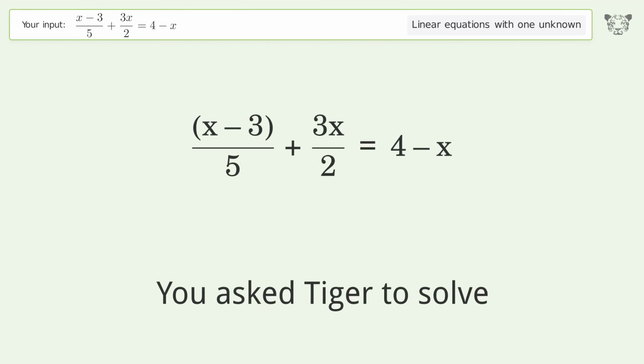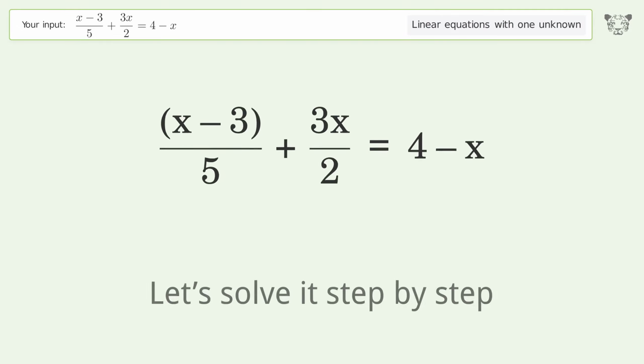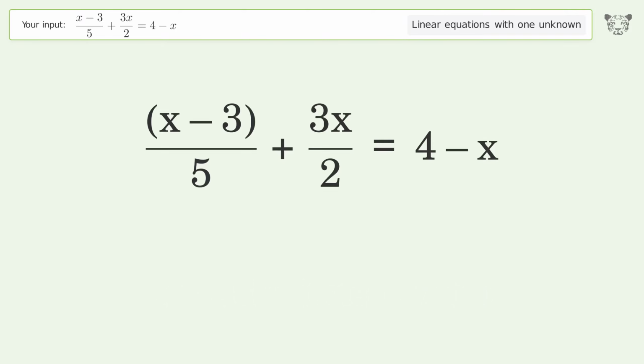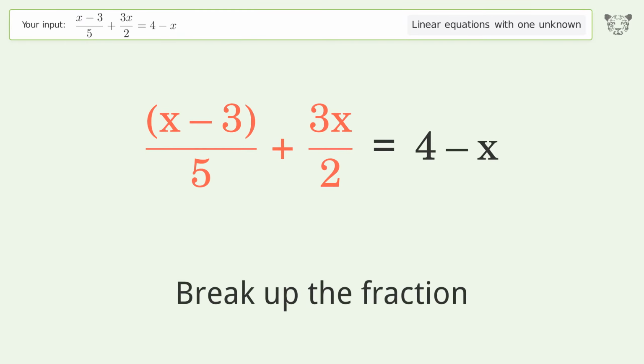You ask Tiger to solve. This deals with linear equations with one unknown. The final result is x equals 46/27. Let's solve it step by step. Simplify the expression. Break up the fraction.